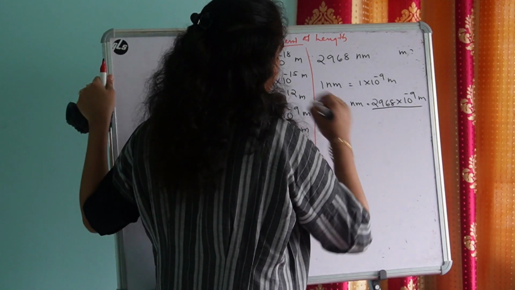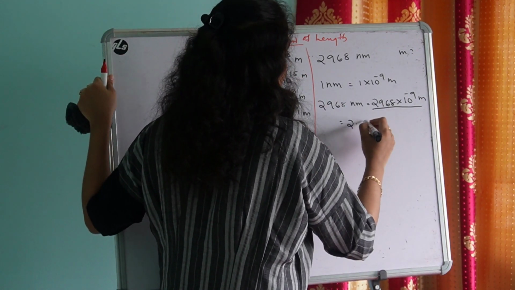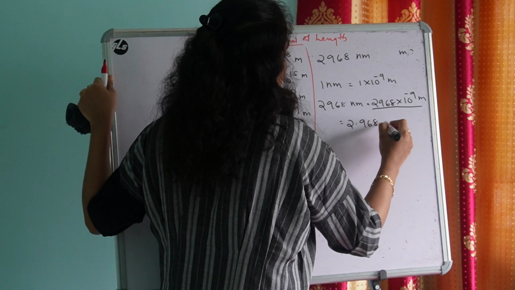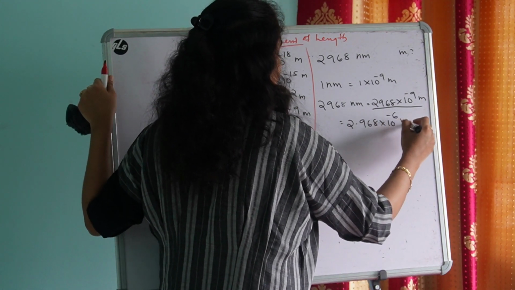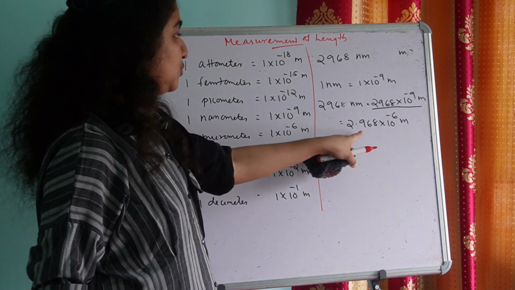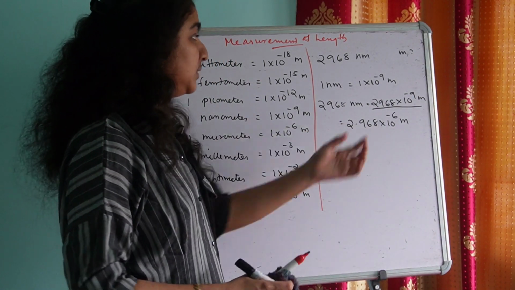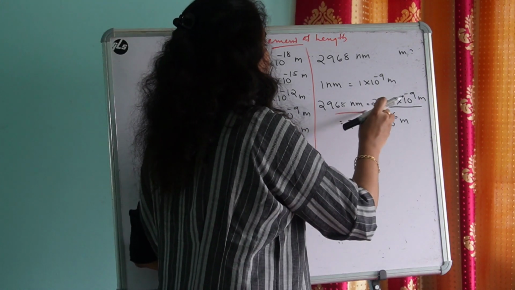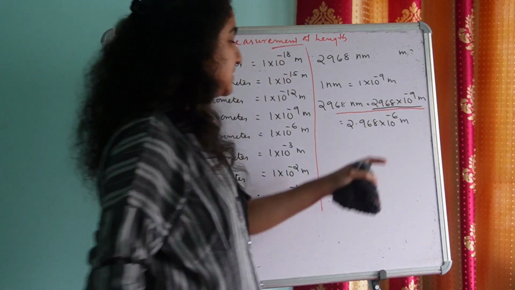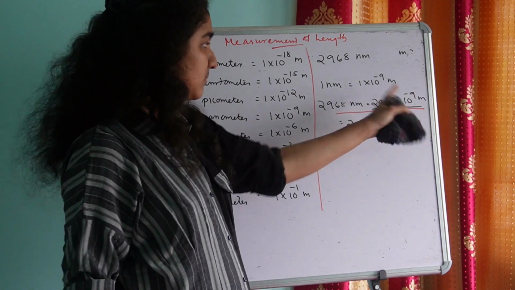It can be written as 2.968 into 10 power minus 6 meter. Is it clear? Step up to the second last step. Is it clear? Yes.